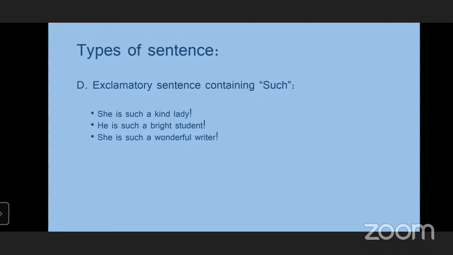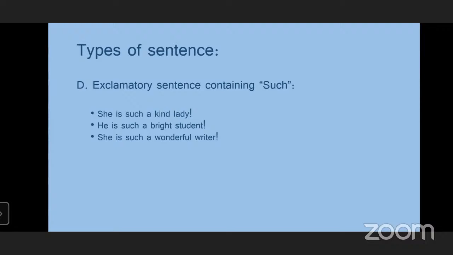She is such a kind lady. He is such a bright student. She is such a wonderful writer. So in these, there is a use of such. Whenever there is a use of such, or you see an exclamation mark, these are the recognition signs. You can recognize that this is an exclamatory sentence by the use of such or the exclamation mark.